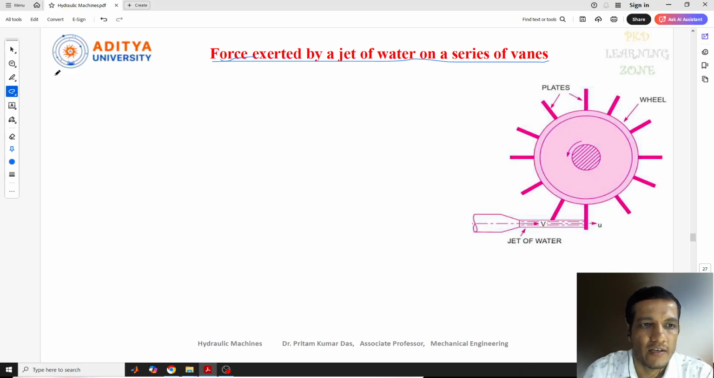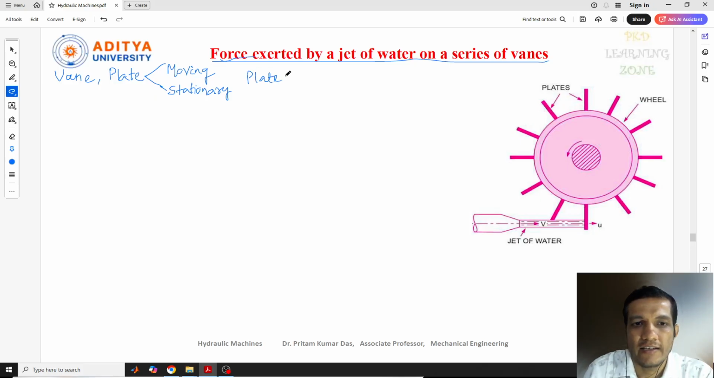Previously we have seen the vane is nothing but actually this is also called a plate, or you can also call it a bucket. So up to now we have seen different types of categories, different types of plate. Either the plate is in moving condition or the plate is in stationary condition. Initially we have seen the stationary condition. After that we have seen the moving condition of the plate, and even the plates take different shapes.